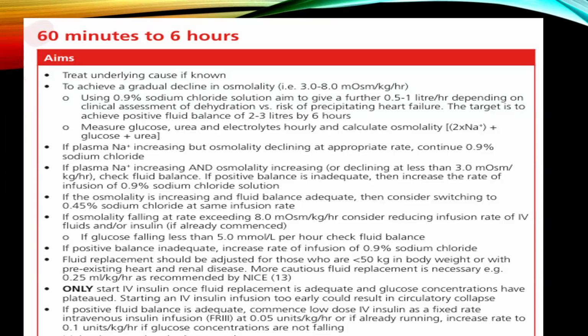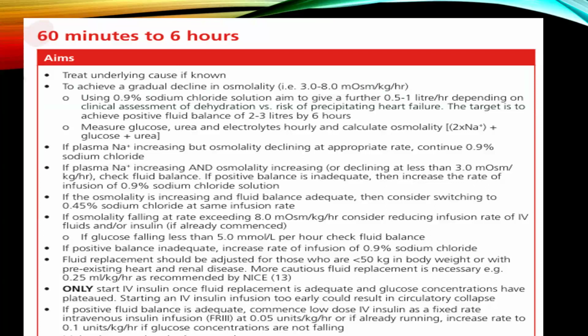If osmolarity is increasing and the fluid balance is adequate, then consider switching to 0.45% sodium chloride at the same infusion rate. If osmolarity is falling at a rate exceeding 8 mmol per kg per hour, consider reducing the infusion rate of IV fluids and/or insulin.